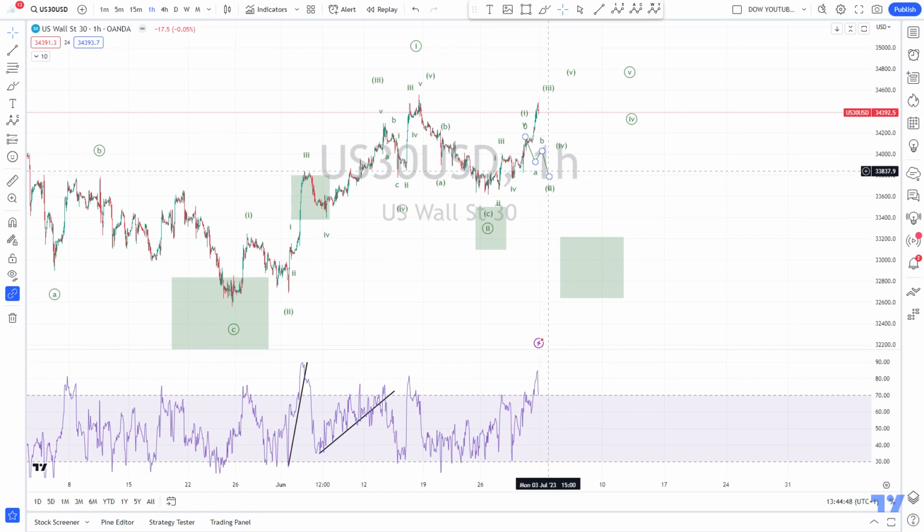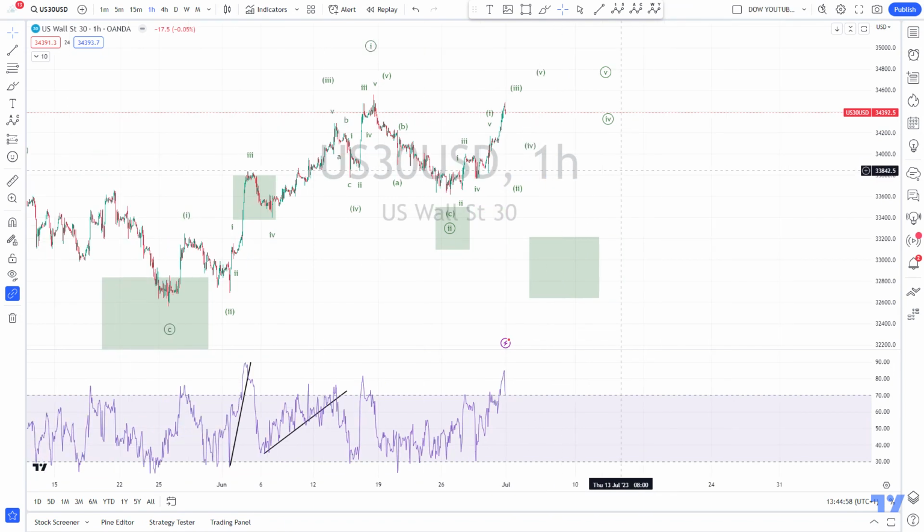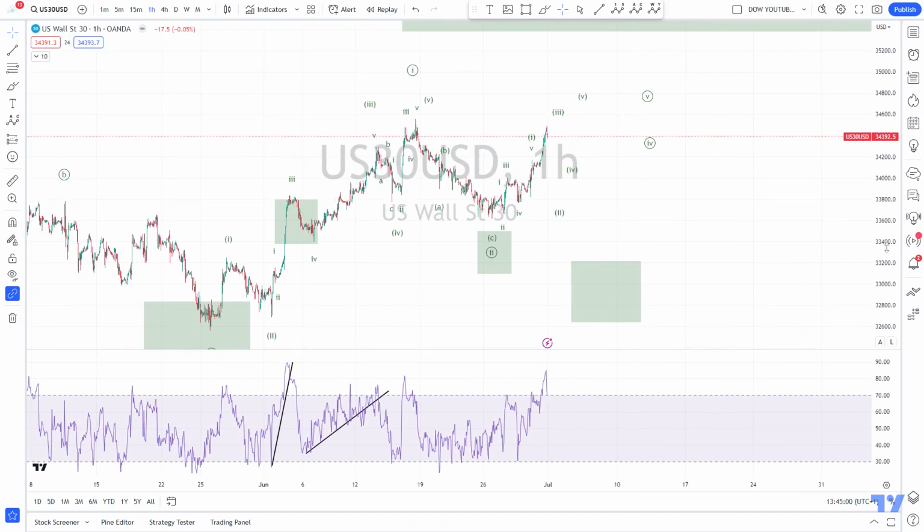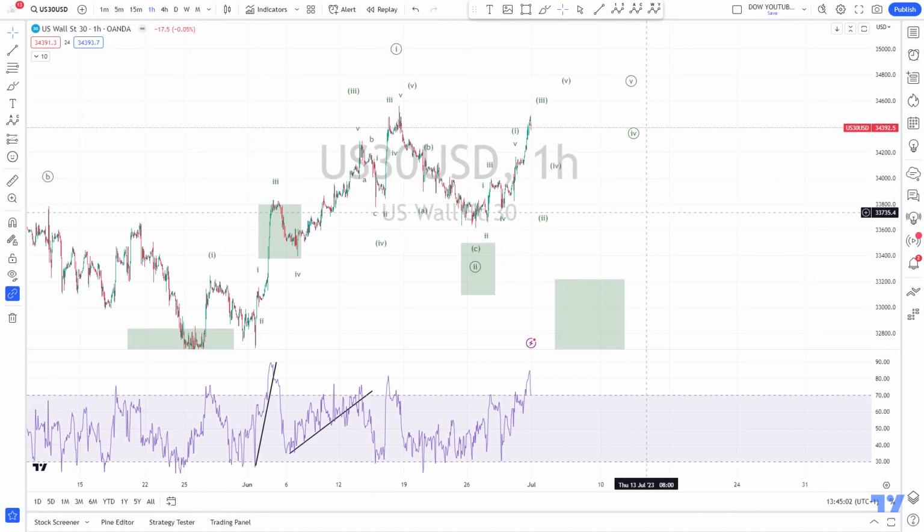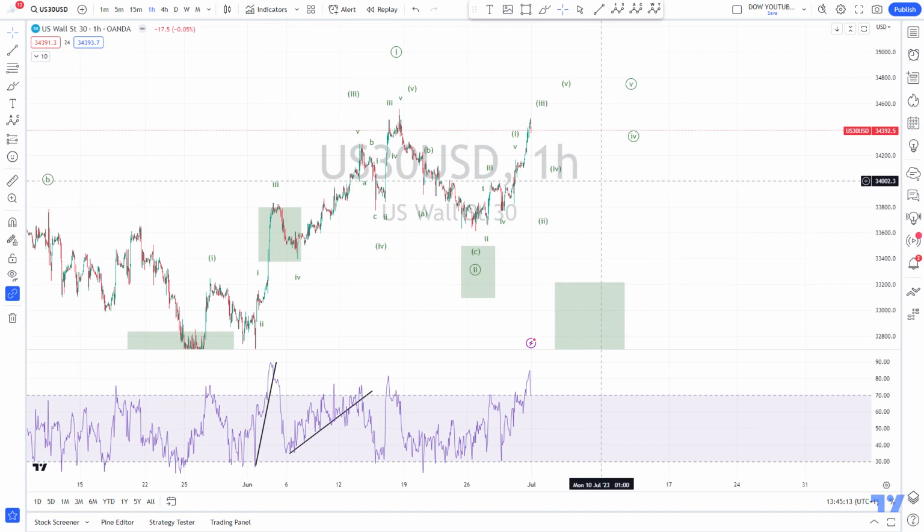So here we could not really go long as there was no pullback. So this did not play out. We could not take this trade, but the trade in the Nasdaq worked quite well. This is also why I cover or trade more than one index. Sometimes for one index it works, for another index it does not work. But that's part of trading.